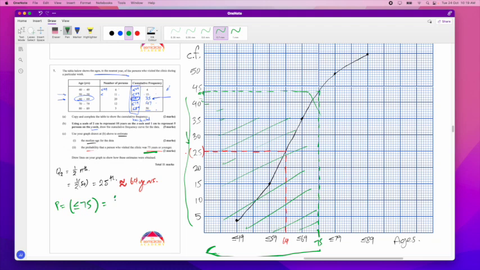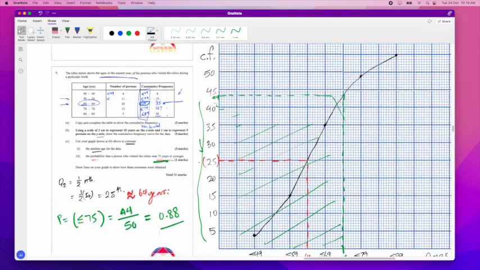So 44 is the favorable amount over the total amount of 50. So we can see that 44 divided by 50 gives us 0.88, which is very, very close to 1. So it is highly probable that if you choose somebody at random, they will be 75 years or less.